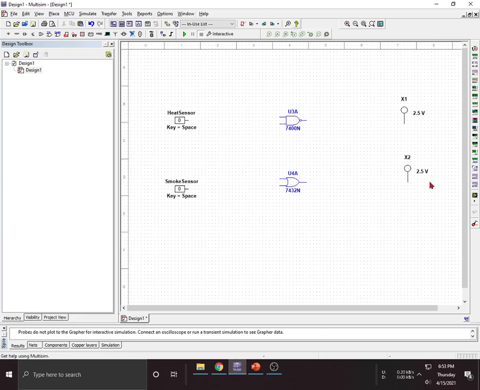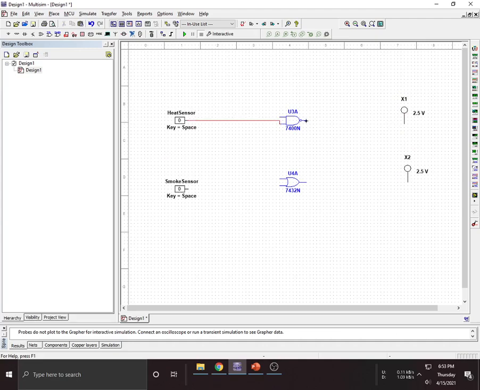Now I am showing you the circuit diagram simulation, and we will draw the circuit. First we take a heat sensor, a smoke sensor, a NAND gate, a NOR gate and 2 LED probes. One is green and one is red. Now we will connect them with each other.